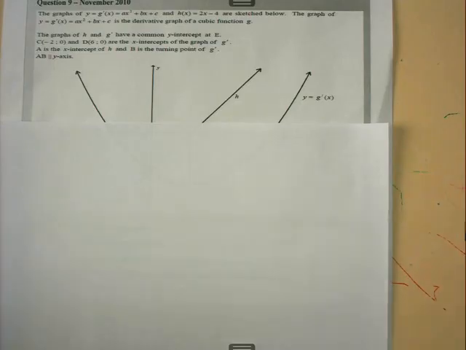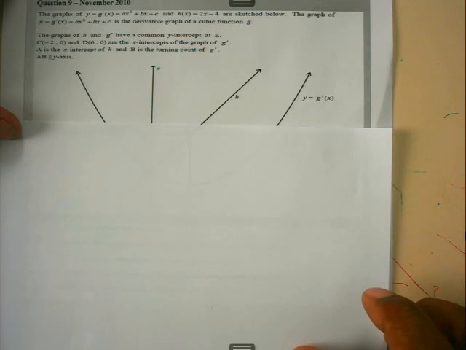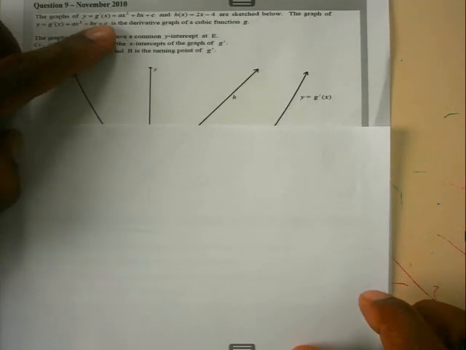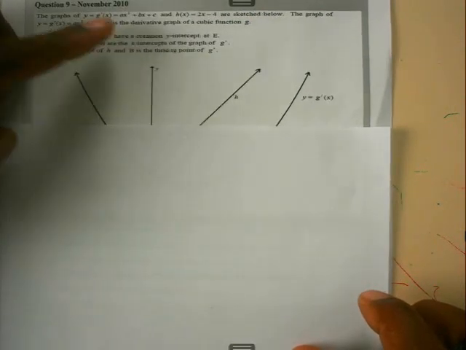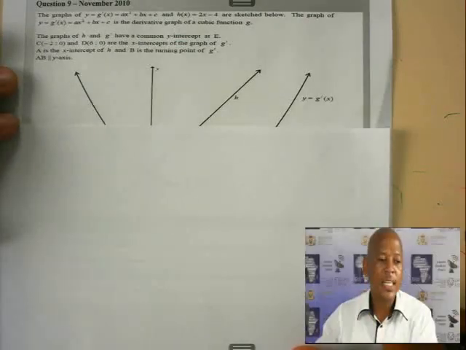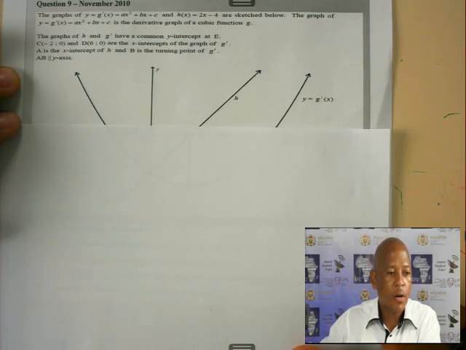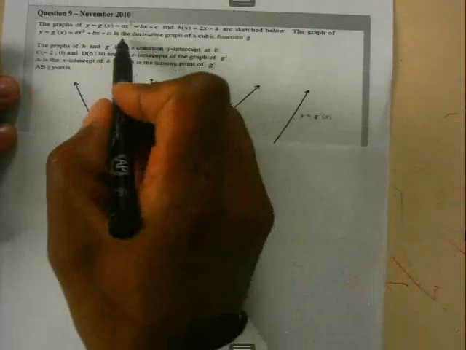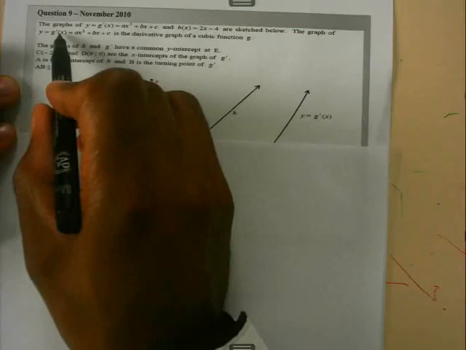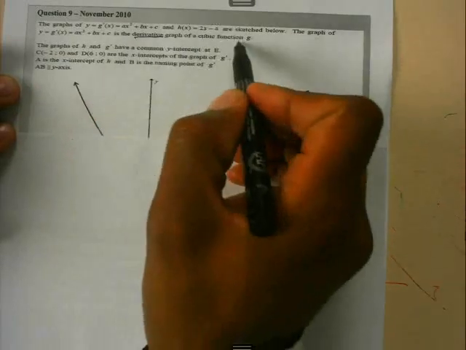Quickly, when you look at this question, 9 November 2010, they are saying now the graph of y equals g prime of x equals ax squared plus bx plus c. Then I can see this one must be the derivative of g. And h of x, of course, is a straight line. The graph of y is the derivative of the graph of a cubic function g. They are saying the graph of g prime of x is the derivative of the cubic function g.